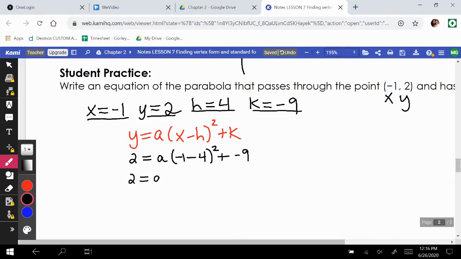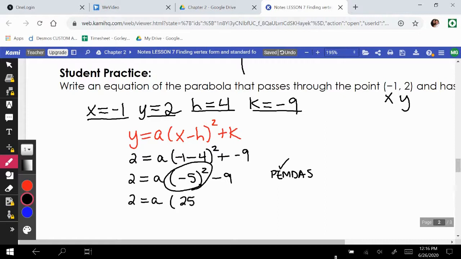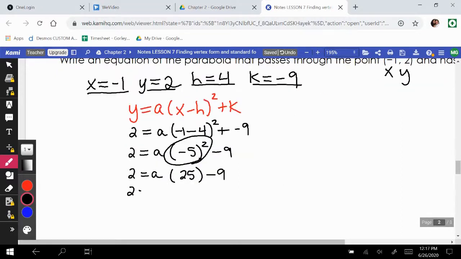Okay, so we'll have 2 equals A. Simplify what's in the parentheses, that'd be -5. And instead of putting plus a -9, I'm just going to put -9. Again, with PEMDAS, when we're simplifying, we want to simplify the exponent before any multiplication. So I'll get 2 equals A times, that's going to be 25. Remember, whenever you're squaring an expression, it should become positive. So -5 times -5 would be a positive 25. All right, let's go ahead and write this as 25A minus 9, right? A times 25 is just 25A.